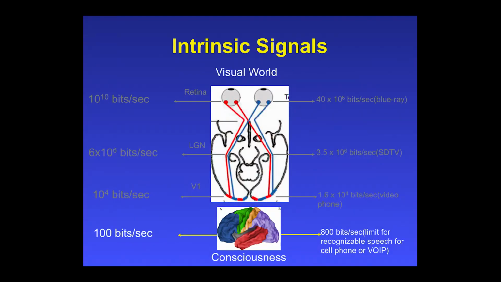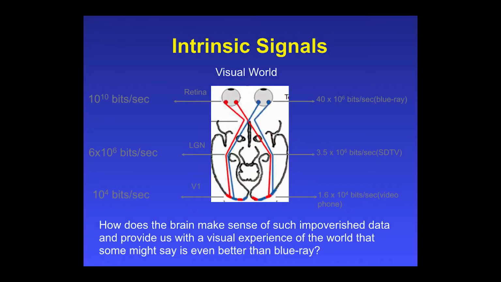And by the time that information gets to the stuff that you're actually aware of, like you're seeing me right now, you're aware that I'm actually present, that's about 100 bits per second. That's about the amount of information that passes via your cell phone or some voice over IP like Skype, right? So the question is, how in the world does the brain make sense of such impoverished information to provide us with a visual experience, like right now, that some might even say is better than Blu-ray DVD?